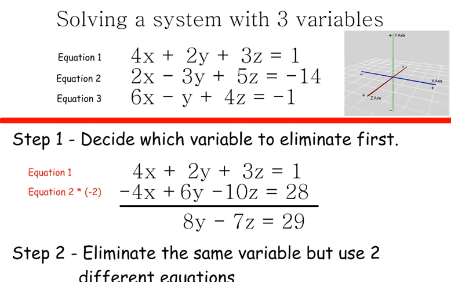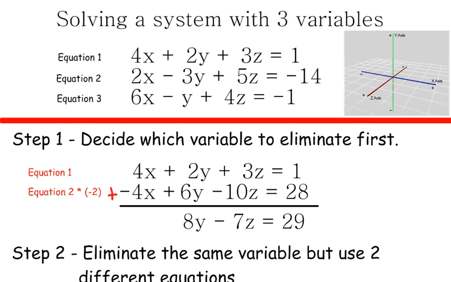In this case, I chose to eliminate x. So I kept equation 1 the way it was, and then I'm going to multiply equation 2 by -2. That's going to give me an x coefficient of -4. So when I add these two together, that x is going to drop out. But it's important that I make sure I multiply everything by -2, and you can see that in my first step here. So I have -4x plus 6y minus 10z equals 28. I am now going to add these two things together.